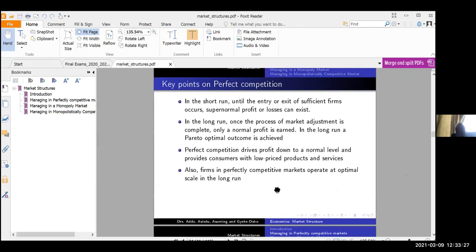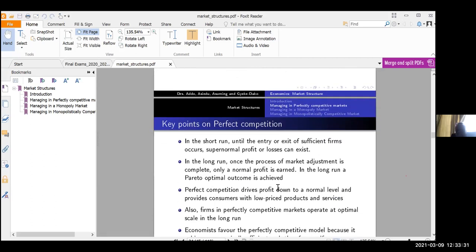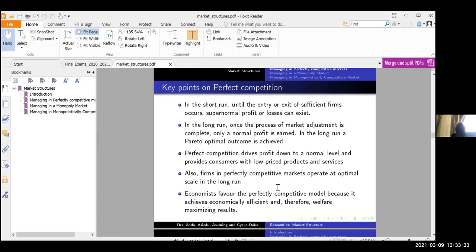If you can avoid such a market, you should, if you want money, if you want to make it big. But for us on the consumer side, we like this market. So economists favor the perfectly competitive model because it achieves economically efficient and welfare maximizing outcomes for society. More firms, lower prices, it's good for us.